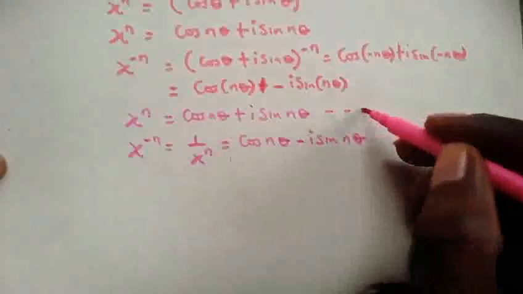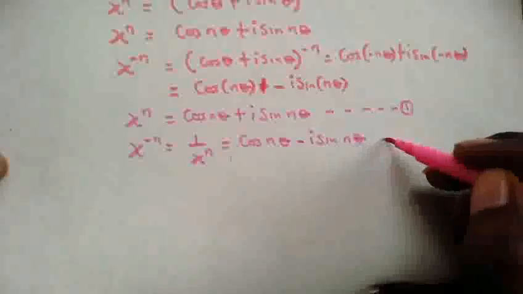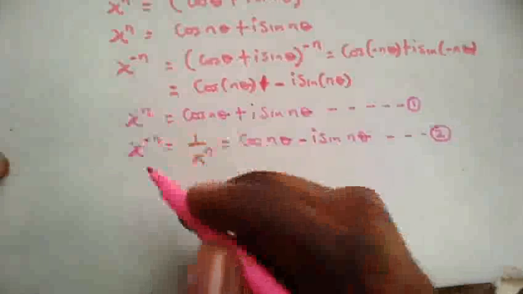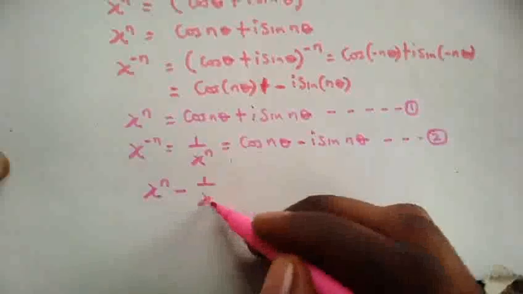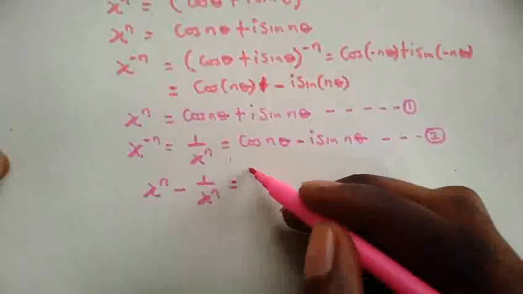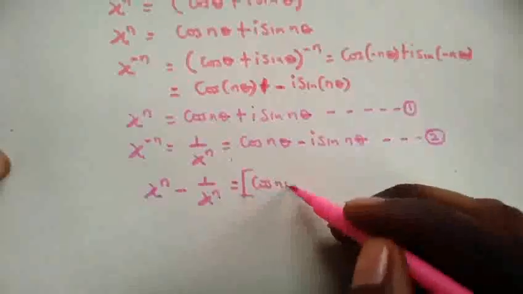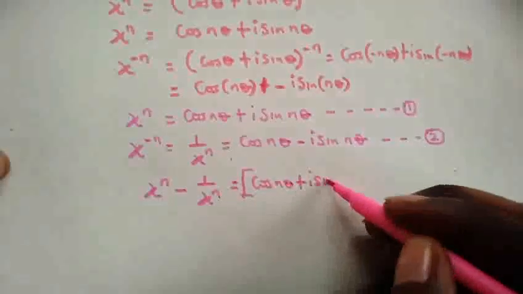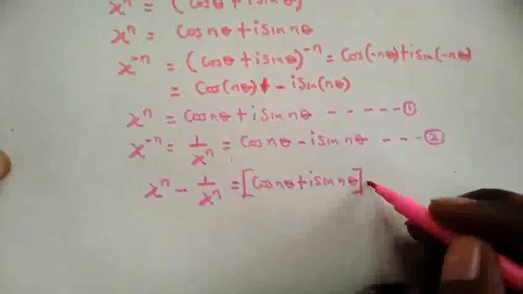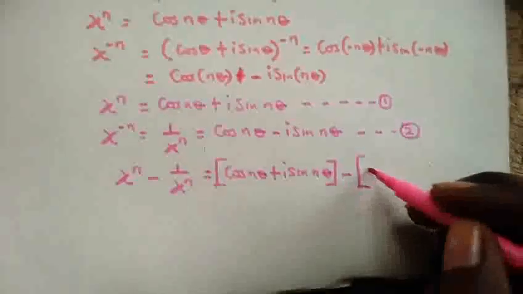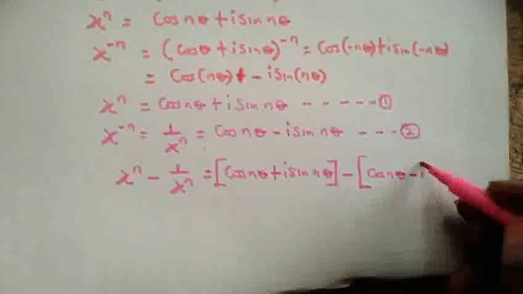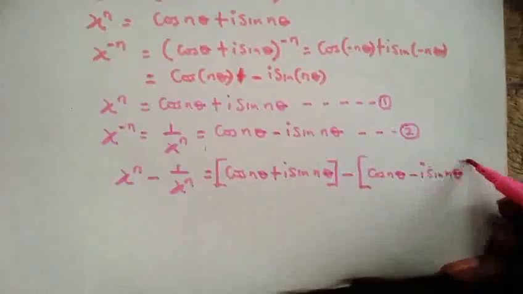Now let's subtract the two equations. So let's say this is equation 1 and this is equation 2. Subtracting both equations, we have x raised to n minus 1 over x raised to n to be equal to (cos n theta plus i sine n theta) minus (cos n theta minus i sine n theta).